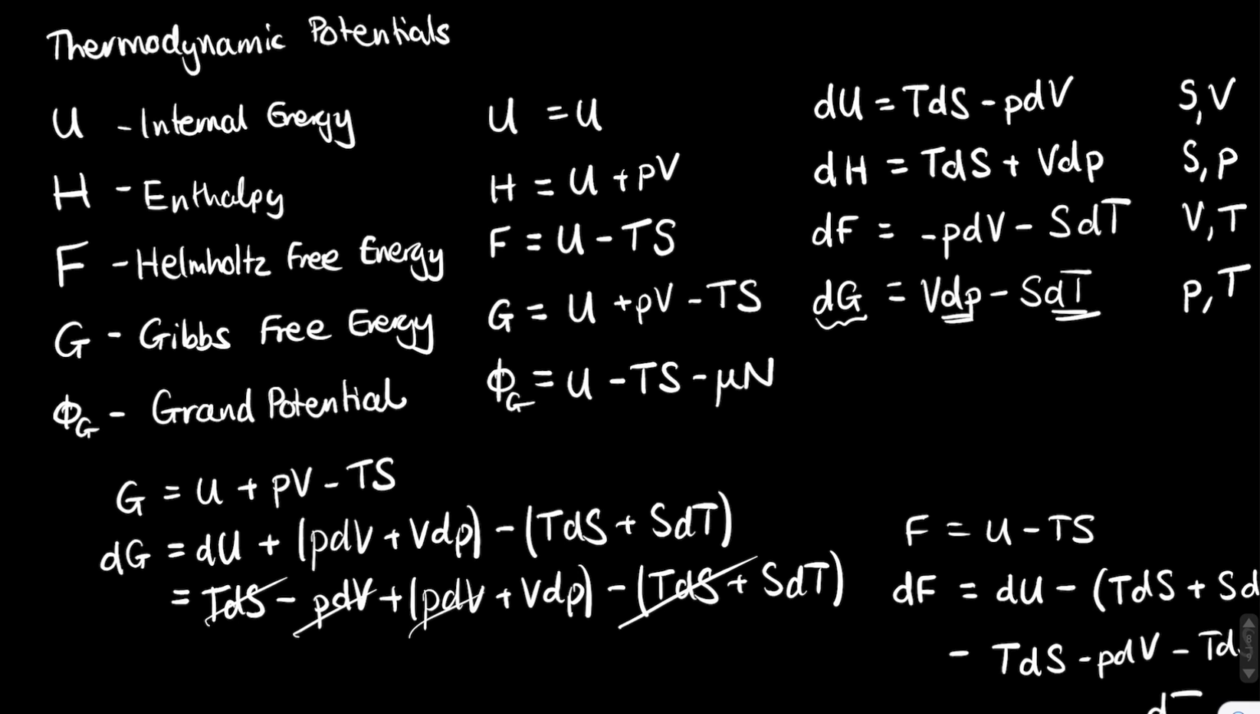And of course, you can use each one of these, just like we did with the enthalpy, to derive the Maxwell relations. So you're going to get lots and lots of different Maxwell relations. Actually, I say lots, there are only 4. And they're all great for when you want to convert between different variables.